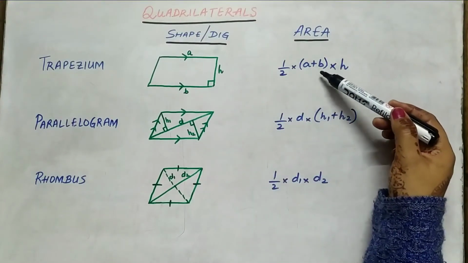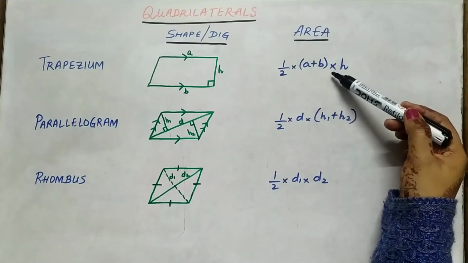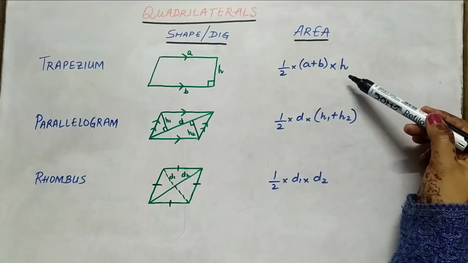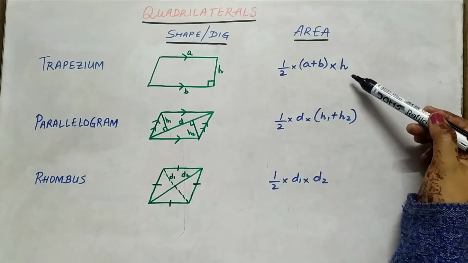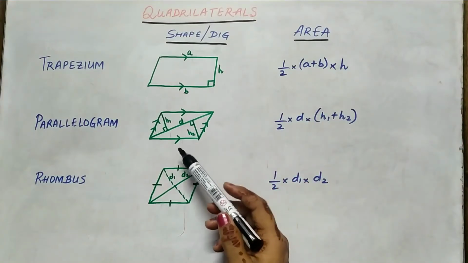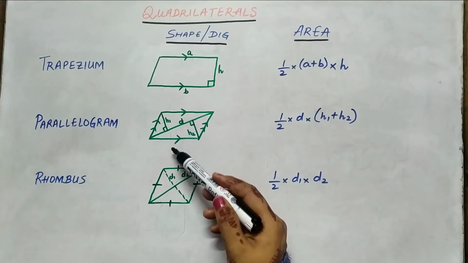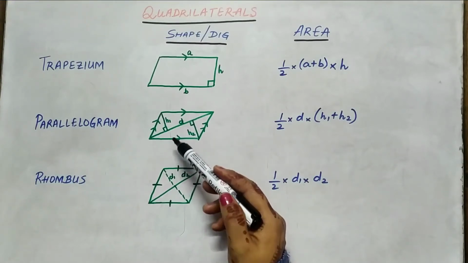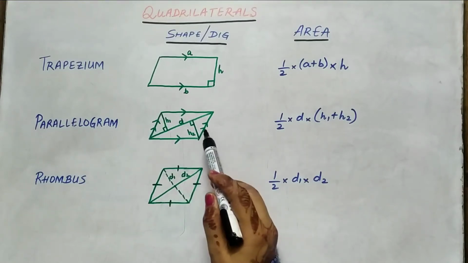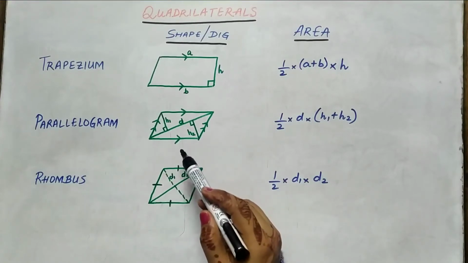Suppose A and B, we have to add the lengths of the parallel sides and multiply by the distance between the parallel sides, that is, we say the height of the trapezium. Second one is parallelogram. A parallelogram is a figure having opposite pairs of sides parallel. Here these two sides are parallel to each other, and both pairs of opposite sides are parallel.